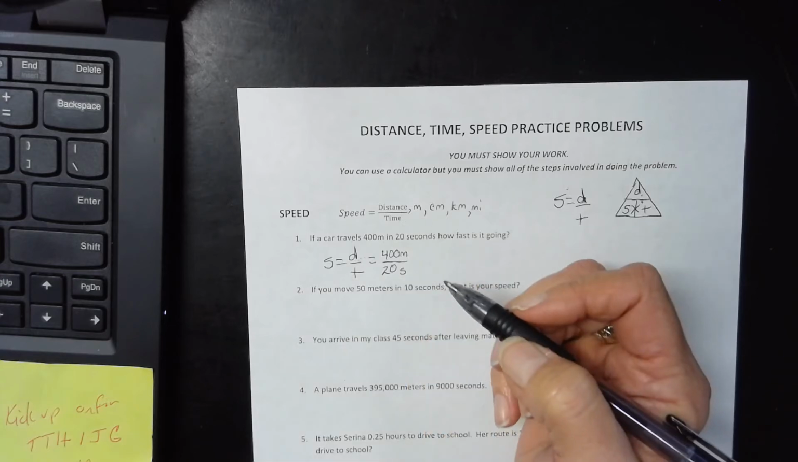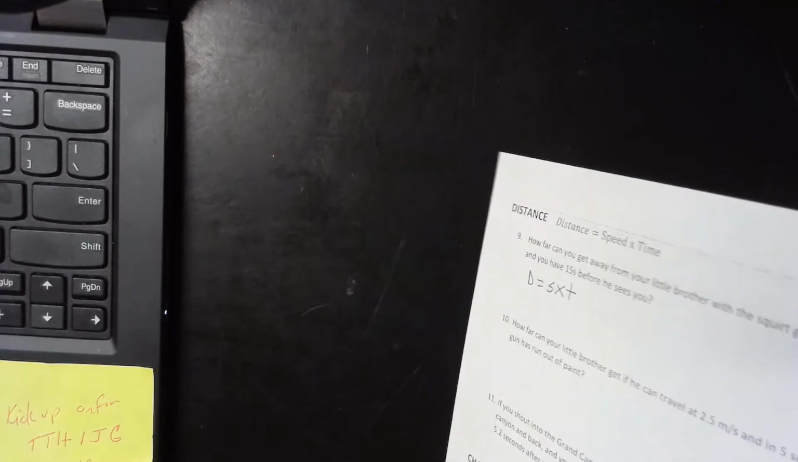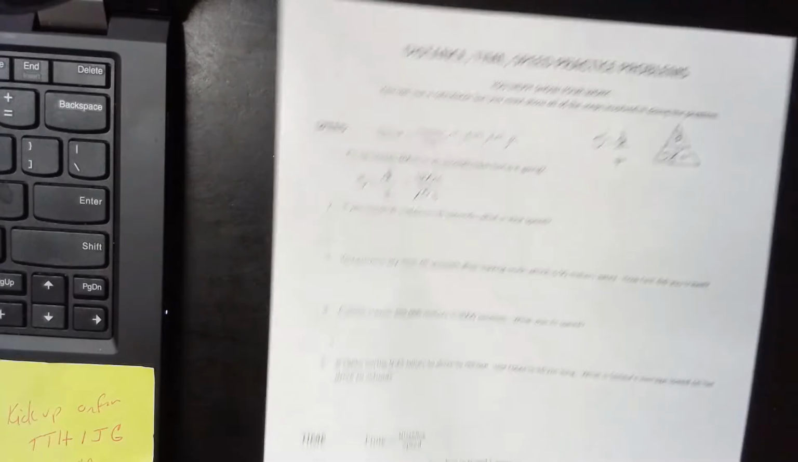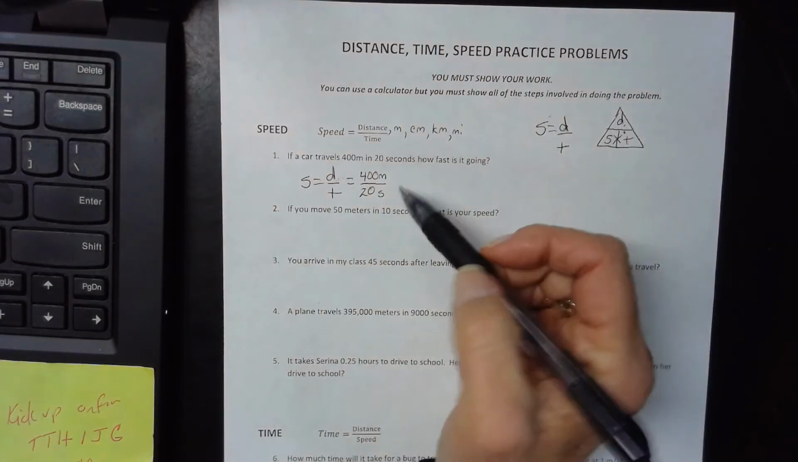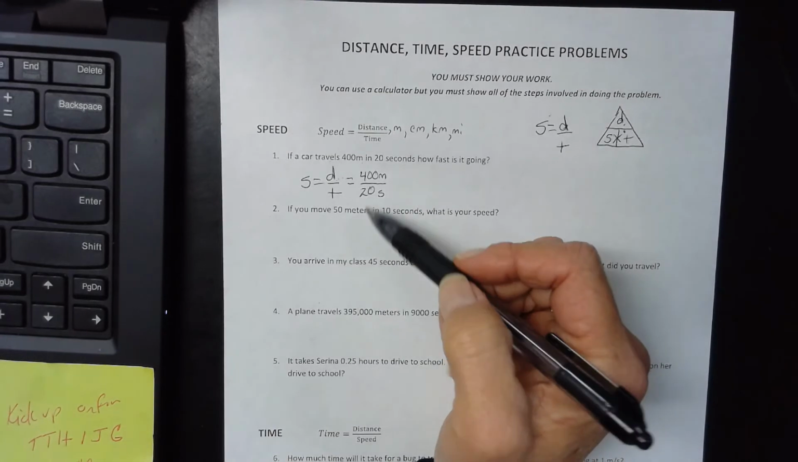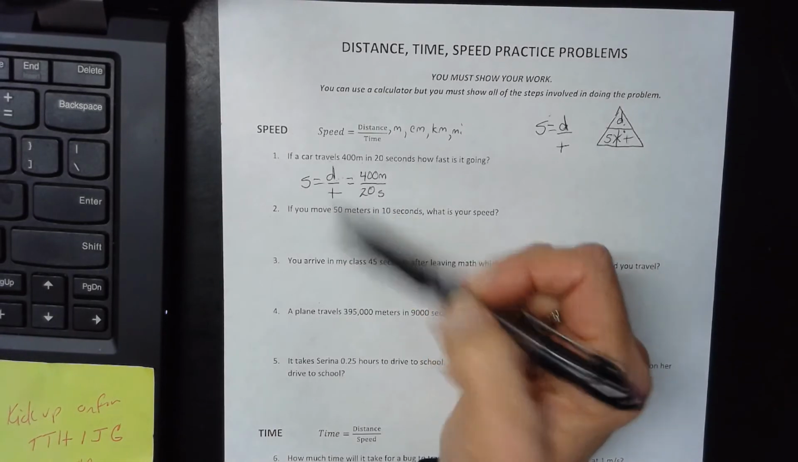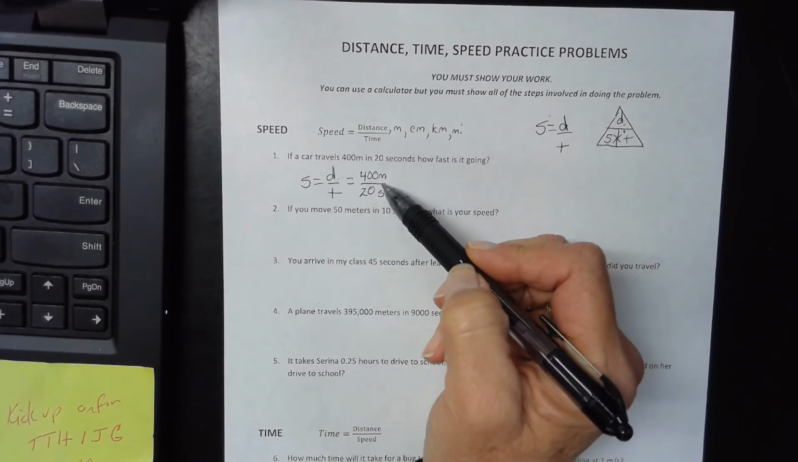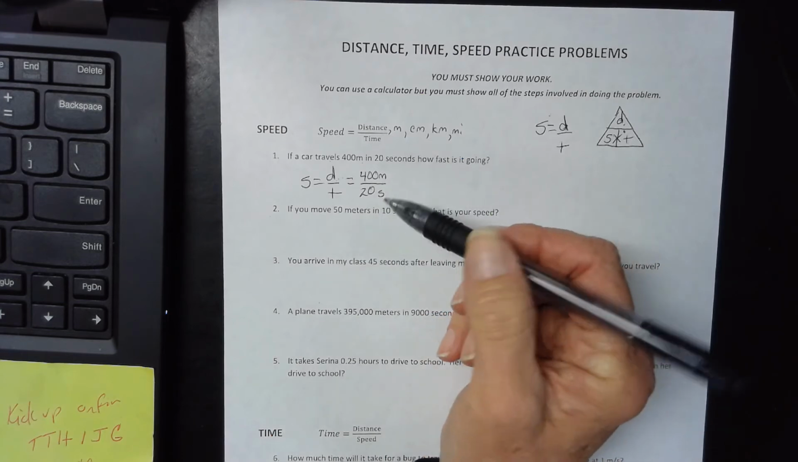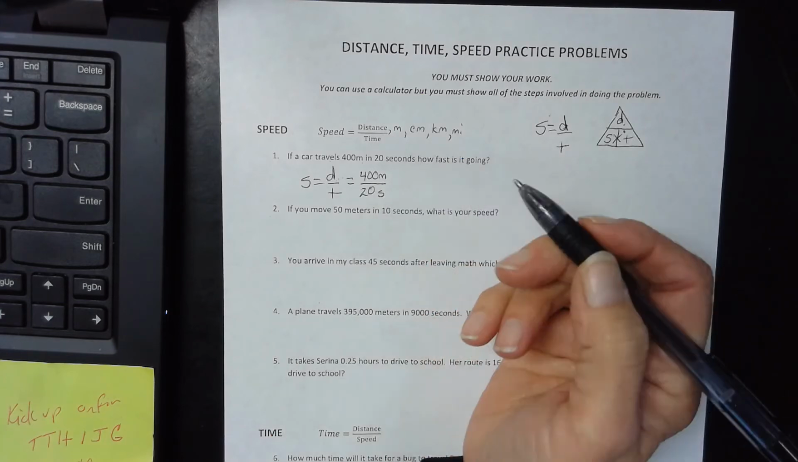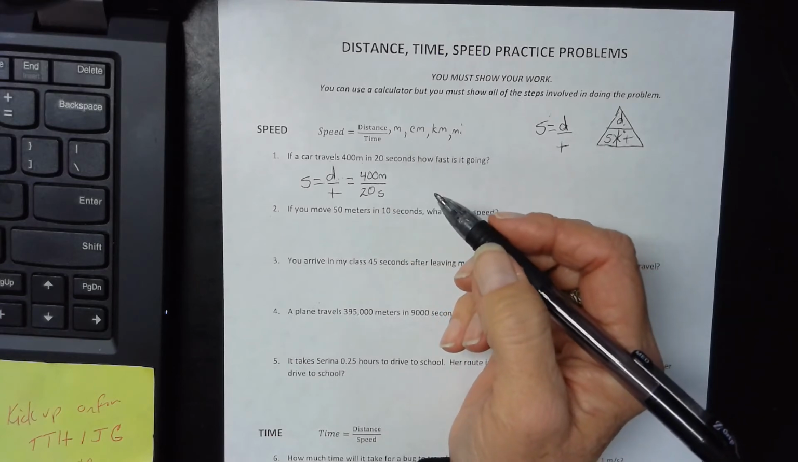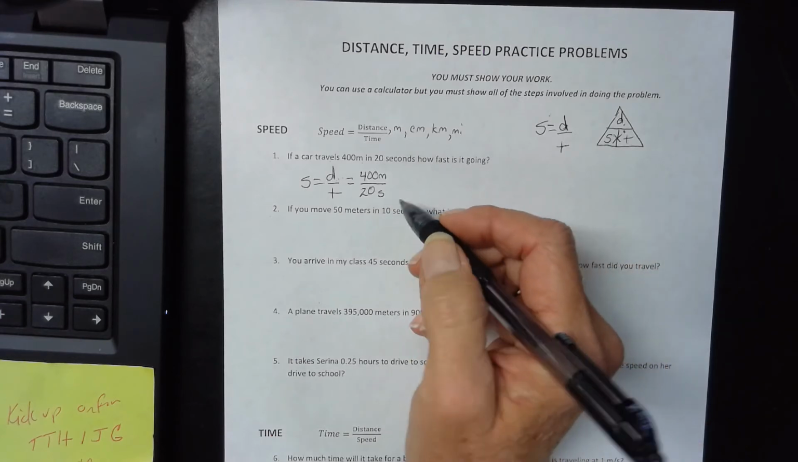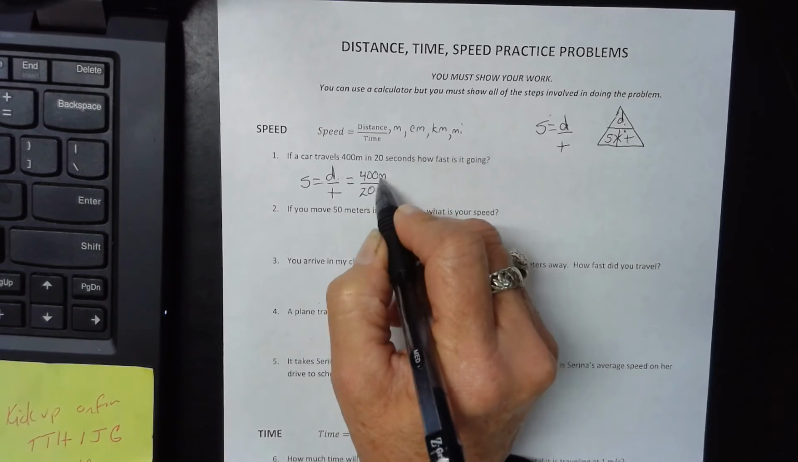So there are 11 problems, each worth 9 points apiece. So I'll probably do 3 points for the equation and 3 points for this and 3 points for the answer maybe. And if you leave the units off, that may cost you a couple of points or maybe even 3, I don't know. Anyway, don't leave off the units.